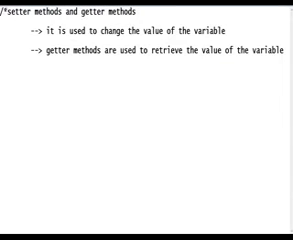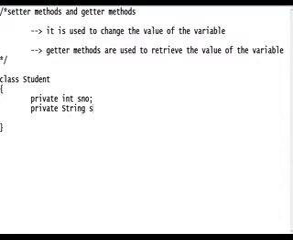For example, if I am declaring one class, class Student. Take any other class, no problem. Now we are declaring variables: private int student number, private String student name, and private float average. We have student number, student name, and average.